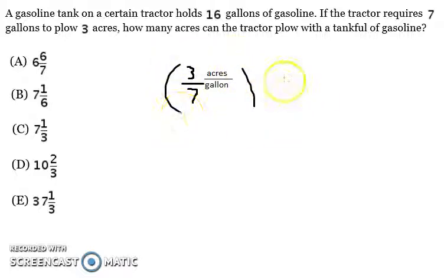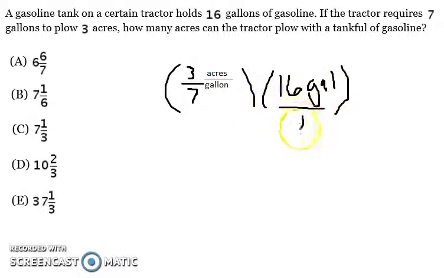Now, if we take and multiply that by 16 gallons, and this is a little trick I like to use. You see here you've got gallons on the top, because technically a whole number is just a fraction with 1 on the bottom, right? So your 16 and your gallons is on top. Over here your gallons is on the bottom. So those actually cancel out. So the units that you end up with is acres, which is what you're looking for.